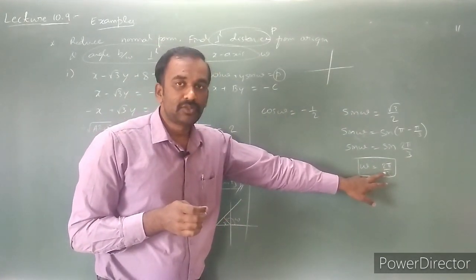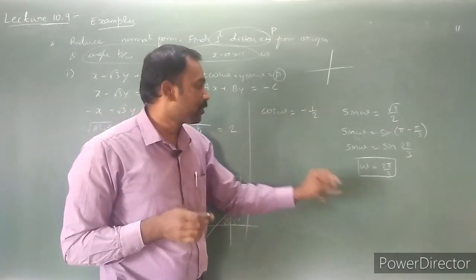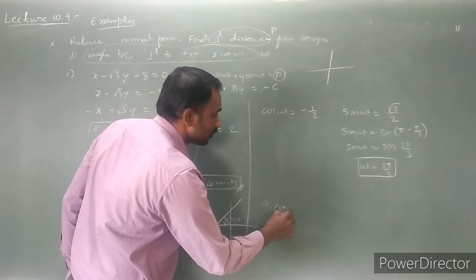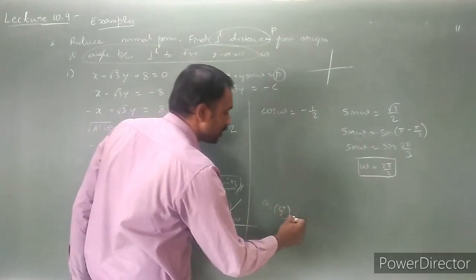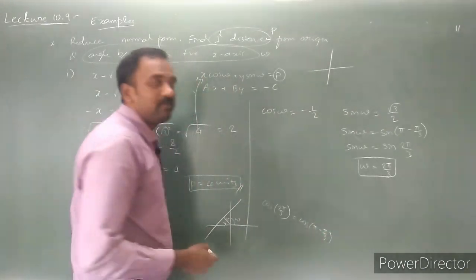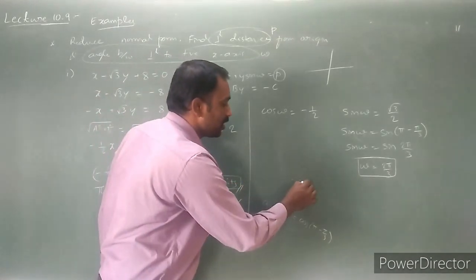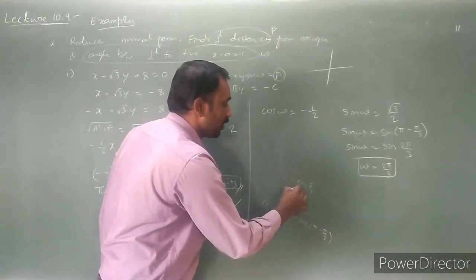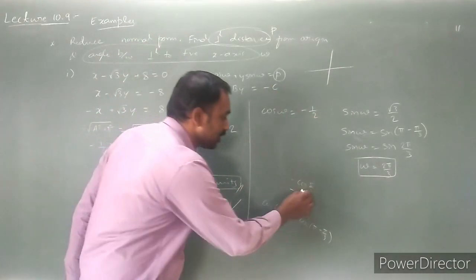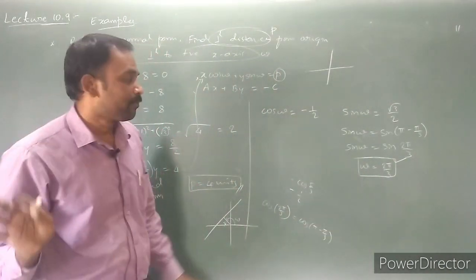If you replace this 2 pi by 3 into here, will you get minus 1 by 2? Check it. Cos of 2 pi by 3. 2 pi by 3 is not a standard angle. Split it: cos of pi minus pi by 3. Cos of 180 minus theta is minus cos theta. Minus as it is, cos pi by 3 is 1 by 2, so minus 1 by 2. Hence the answer is yes. Whatever angle was found is our correct answer.